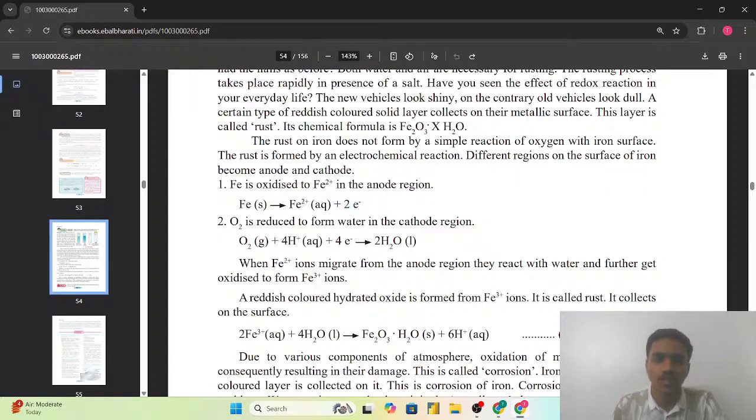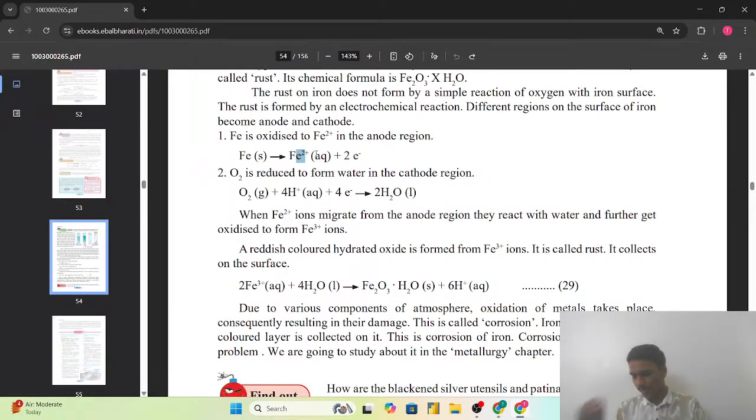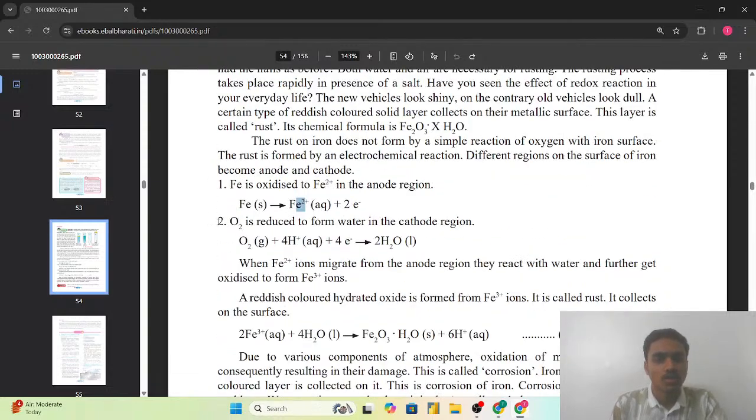So we have seen here that Fe2+, that is the plus 2 charge, is seen on the product side in this reaction. तो इस सेकेंड रिएक्शन में ऑक्सीजन इज रिड्यूस्ड टू फॉर्म वाटर इन द कैथोड रीजन। मतलब एनोड रीजन में यहाँ पर आयन जो है वो ऑक्सीडाइज हुआ है, और यहाँ पर जो ऑक्सीजन है वो रिड्यूस्ड हुआ है in the cathode region. So O2, which is in the gaseous state, when combining with the hydrogen, that is the 4H+ ions in the aqueous medium, taking the 4 electrons leads to the formation of two molecules of H2O.